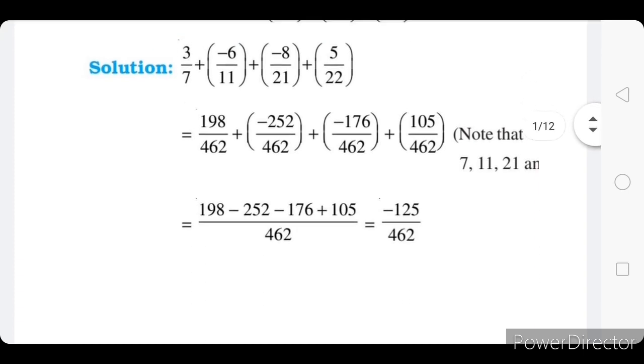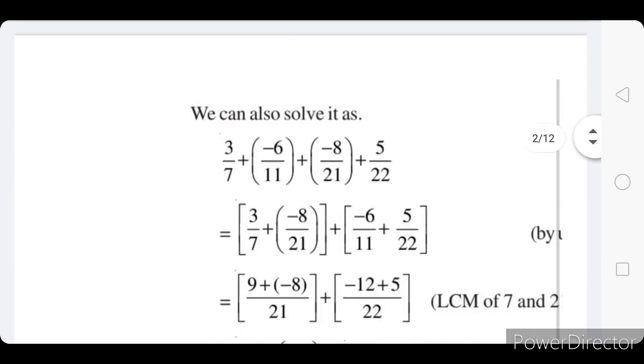Now take 462 as common in the denominator and open the brackets. 198 plus minus minus 252 plus minus minus 176, then plus 105. After solving this, it will be minus 125 upon 462. It will be solved as integers. Now this is another method to solve this.